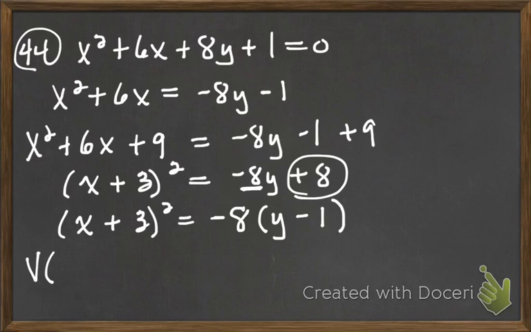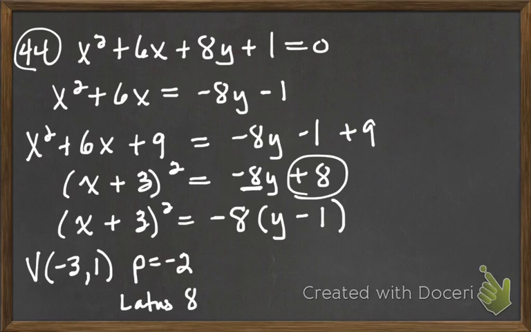Vertex of this parabola is -3, +1. Let's see if we can do the p-value in our head. 4p equals -8, so p equals -2. The latus rectum is 8, and you don't even have to write this down if you know what you're doing. And what else do I need to know? Up, down, left, or right? Down. And then you'll sketch that one out.